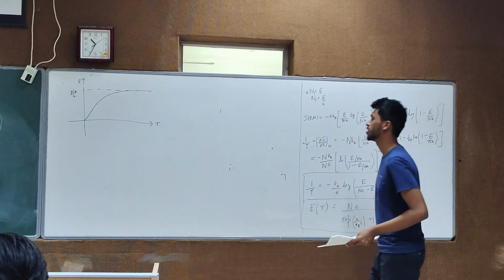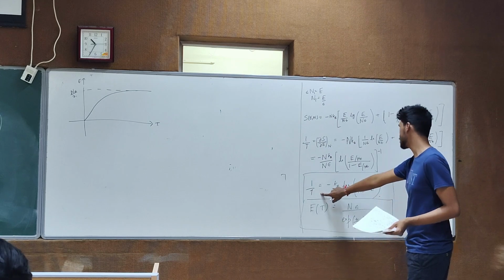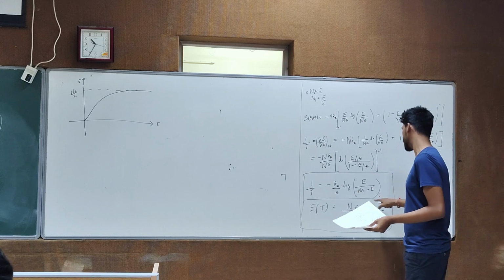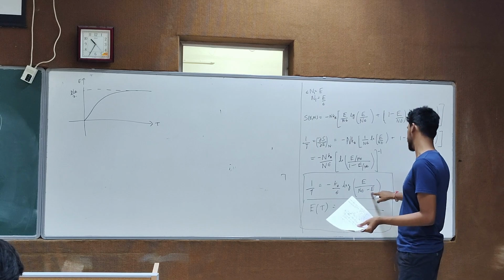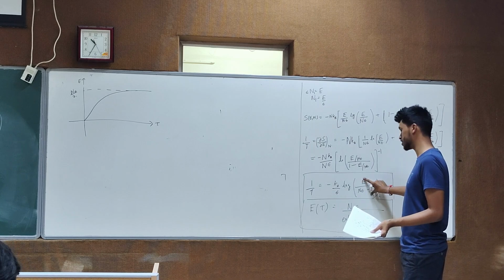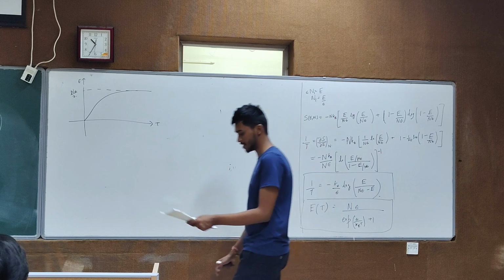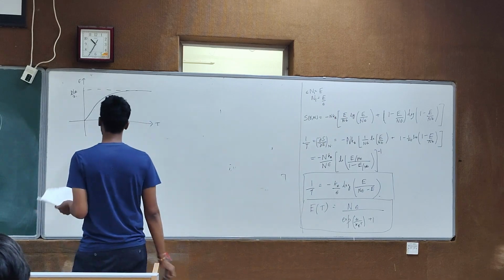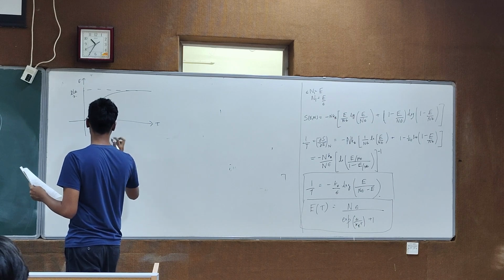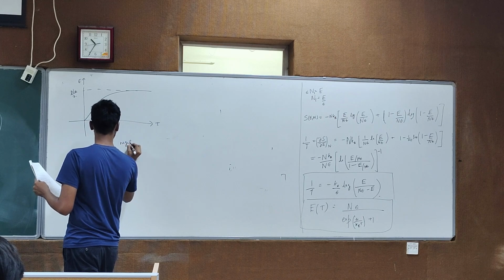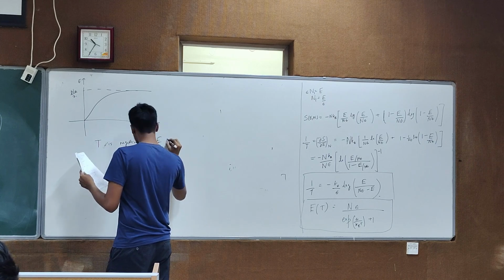However, if your energy is greater than N epsilon by 2, you see from this temperature expression that you get a negative quantity. So N epsilon minus something greater than N epsilon by 2 makes this greater than 1, and so you have a negative sign over here. So you get T as a negative quantity. And that's quite counterintuitive, right? So T is negative for E greater than N epsilon by 2.